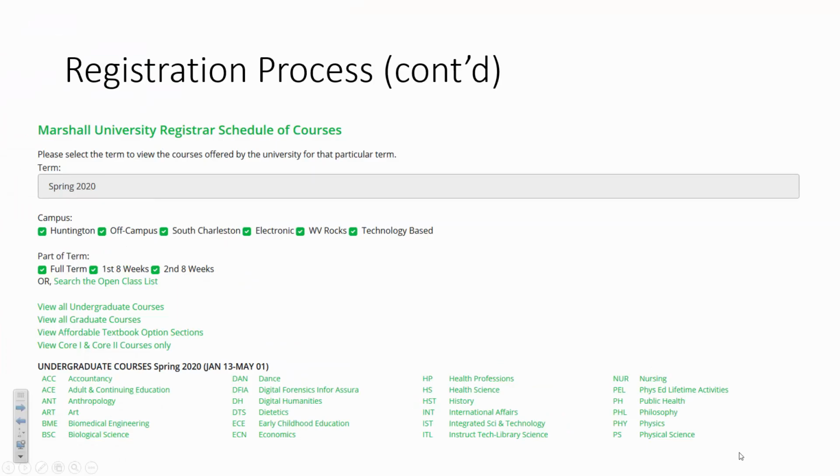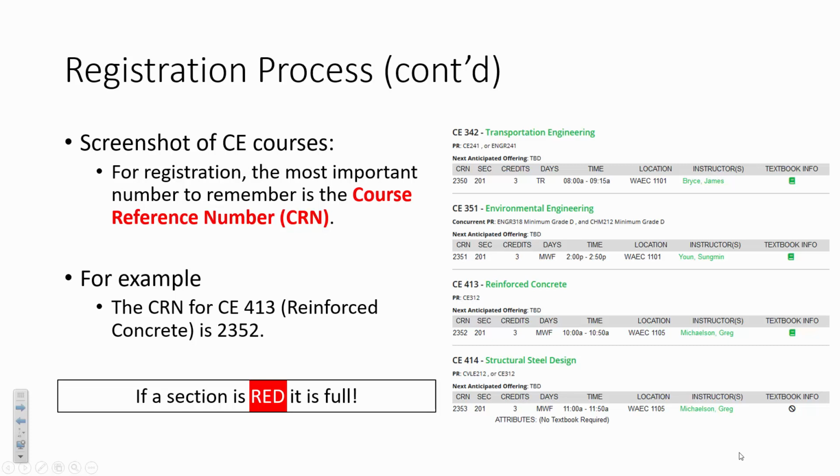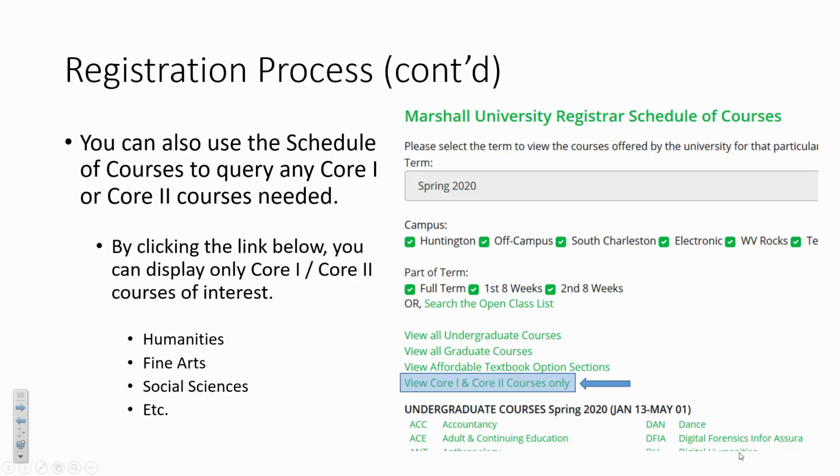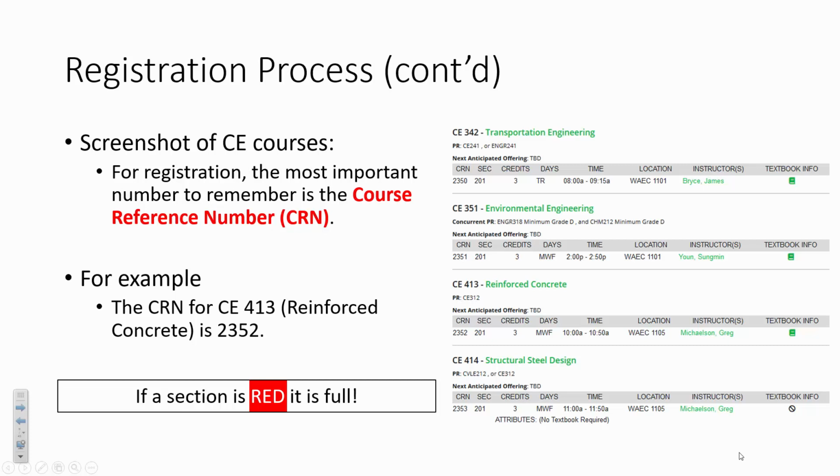So let's see. Let me go back to my presentation. So here's the schedule. Again, the course reference number is the one that you really want to make sure that you keep being aware of. If the section is red, it's full. Before I move on, does anybody have any questions?